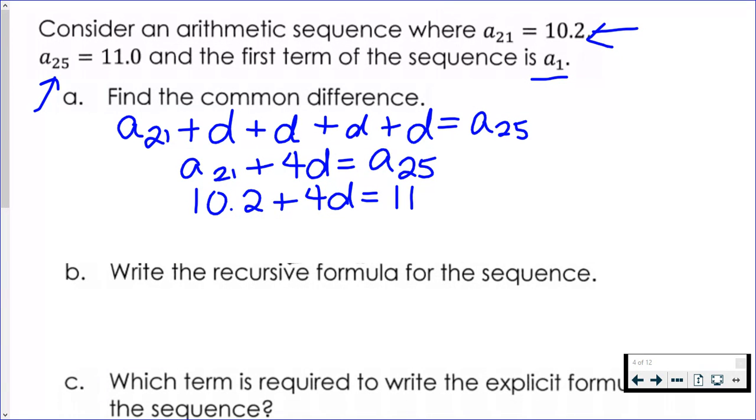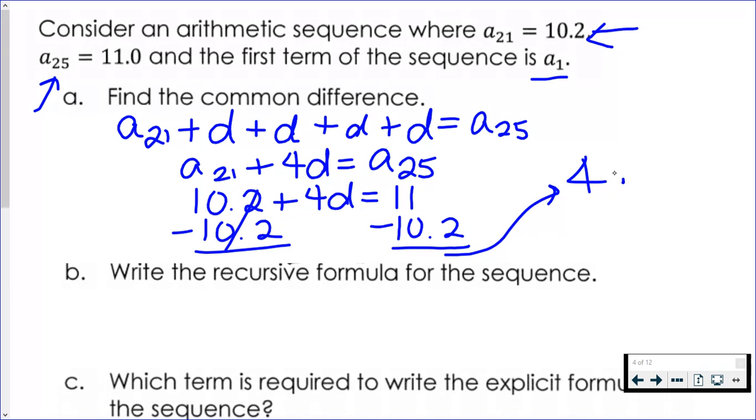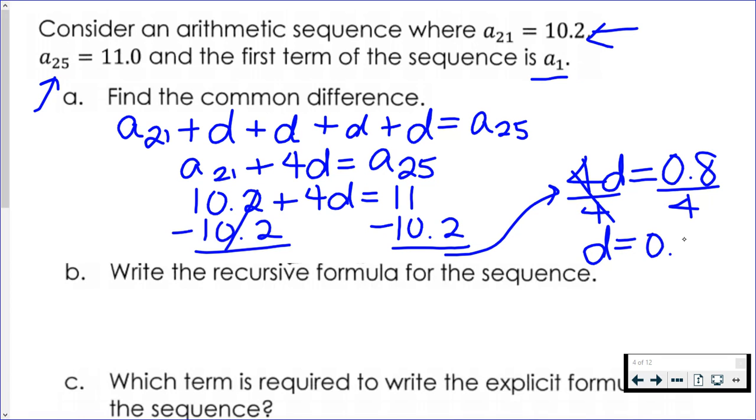I'm going to subtract 10.2. We would get 4D is equal to 0.8. Divide by 4. And your common difference is 0.2. So we would be adding 0.2 to get to each next term.